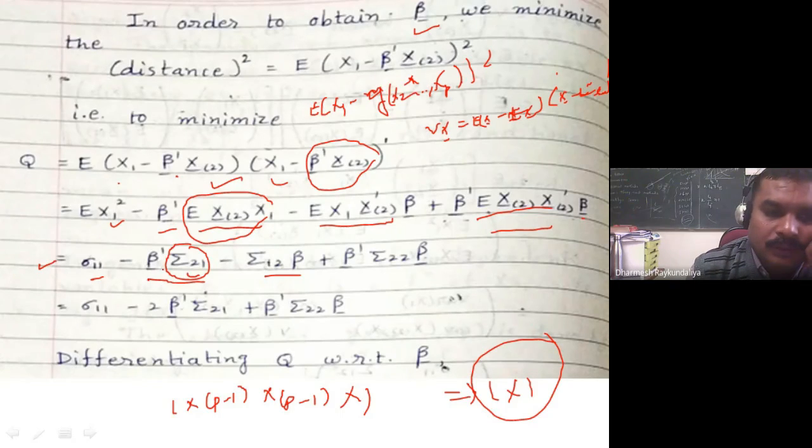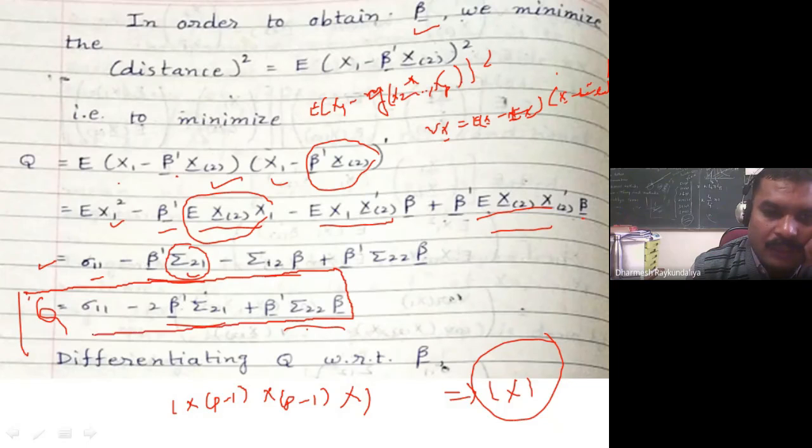So this and this, if you add them, it will become 2 times. That's why I have written minus 2 times beta transpose sigma 2 1. And this is beta transpose sigma 2 2 beta. Okay, so I wish to minimize this quantity Q. I wish to minimize this quantity, and it is also known as a normal equation.